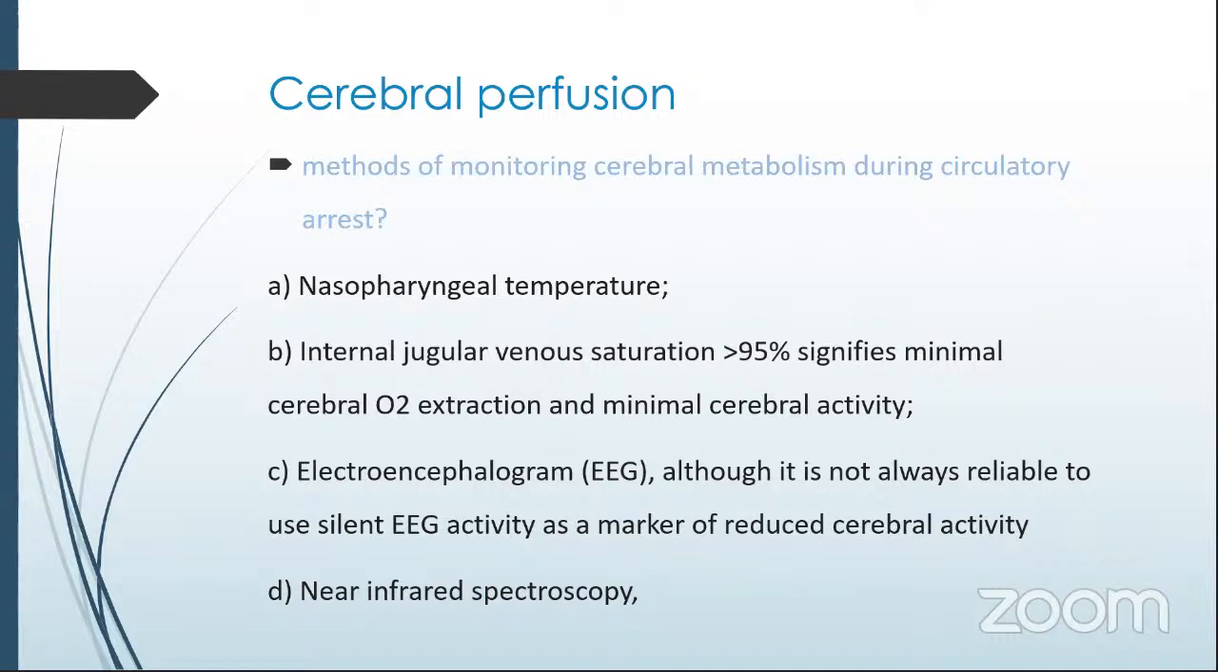So for monitoring cerebral perfusion during circulatory arrest, we have, of course, the nasopharyngeal temperature. And as we said, the internal jugular venous saturation should be more than 95. This signifies minimal cerebral extraction and minimal cerebral activity. Also, EEG silence indicates minimal cerebral metabolism, but they say it's not always a reliable marker. And of course, near infrared spectroscopy is a direct measurement of oxygen consumption in the brain.